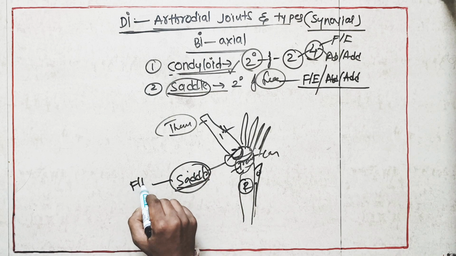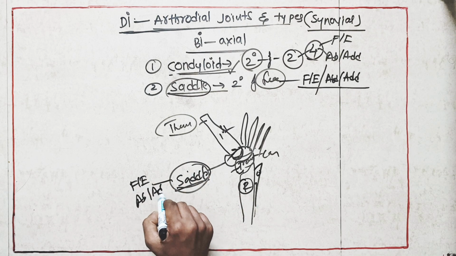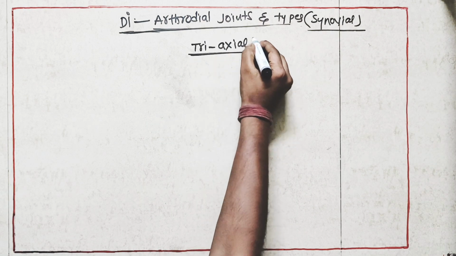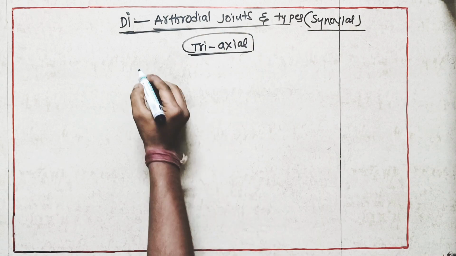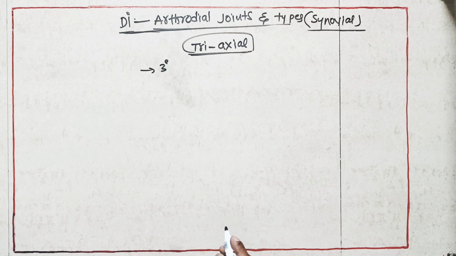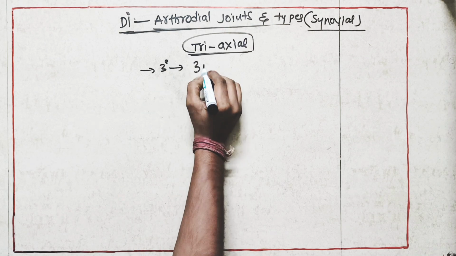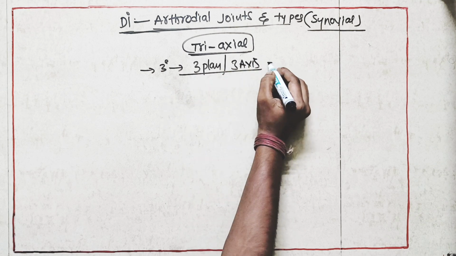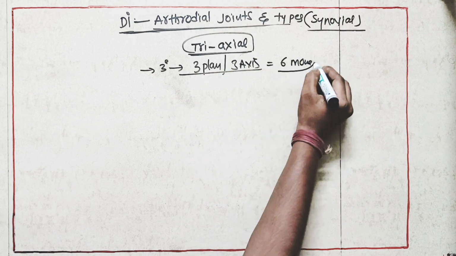Here possible movements: flexion, extension, abduction, and adduction. So these are the two movements that will happen in saddle joint. Okay. Triaxial joints. Triaxial means here the degree of freedom is 3. That means movements will happen in 3 planes and 3 axes. So total 6 movements will be there.